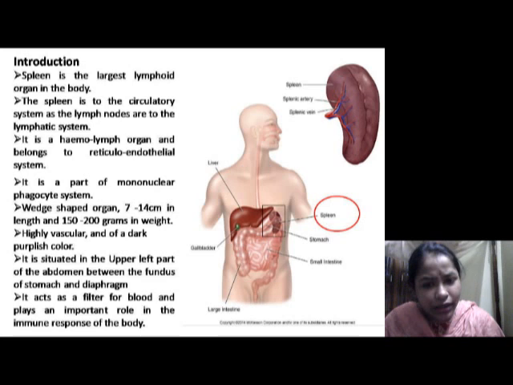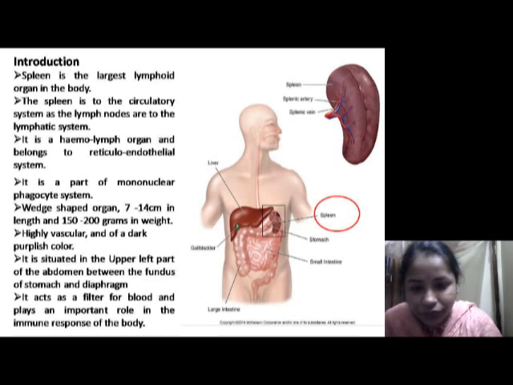So the spleen has diaphragmatic and visceral surfaces, and the diaphragmatic surface is in contact with the inner surface of the diaphragm.